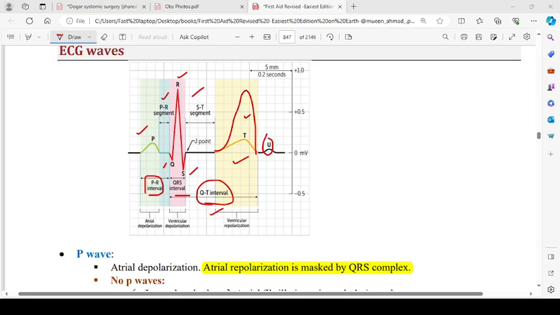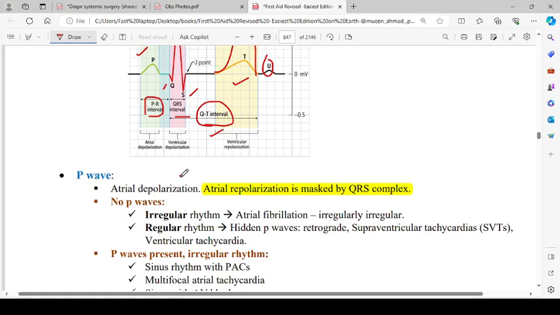So then we have the P wave. The P wave is atrial depolarization, and it comes before the ventricular depolarization. We have seen that in the previous videos. Atrial repolarization is masked by the QRS complex. That is why it is not evident, or it is not seen on the ECG.